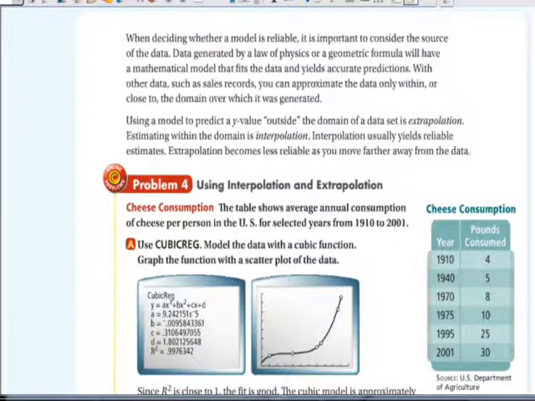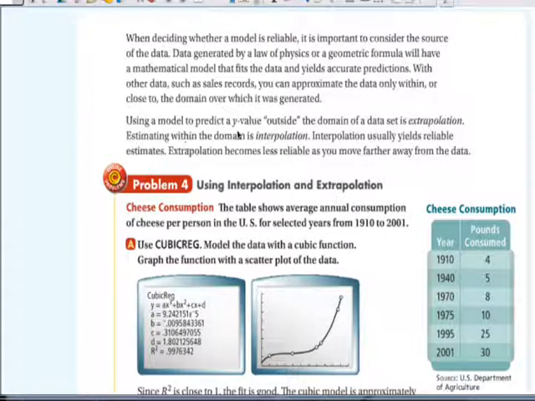When deciding whether or not a model is reliable, it's important to consider the source of the data. Data generated by a law of physics or geometric formula will have a mathematical model that fits the data. With other data, such as sales, the data is going to be approximate or close to. So you have to be careful.